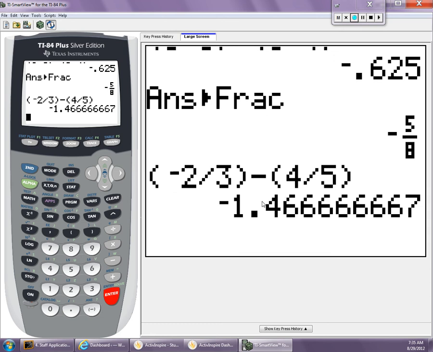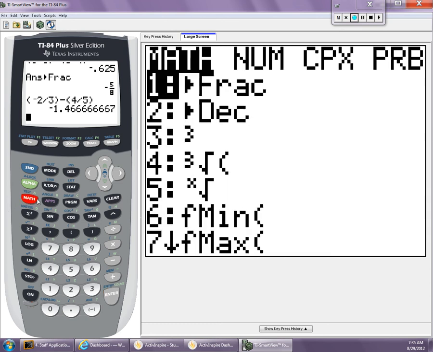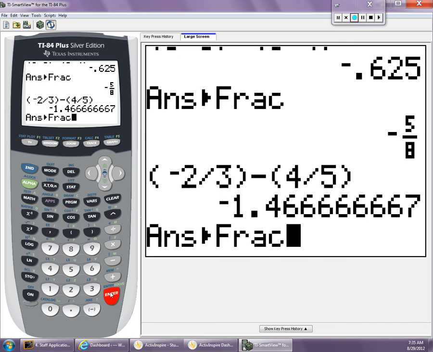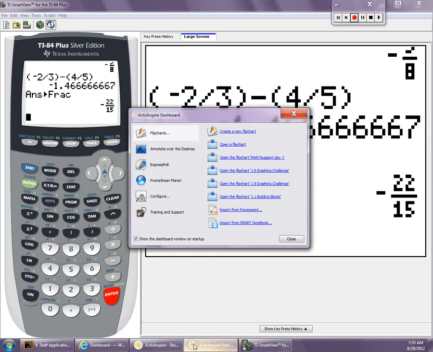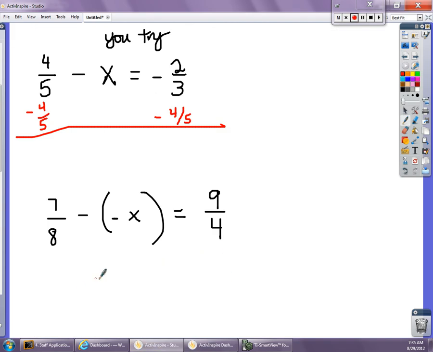You get a weird decimal, but to change it back into a fraction, we're going to go back into math, option number 1, and you get -22/15, which you can leave. So I'm back to this. I'm going to bring down the negative sign, x, -22/15. Now, the last step is to remember to get rid of the times -1. So I'm going to divide both sides by -1, and you get the opposite of this, which is 22/15.